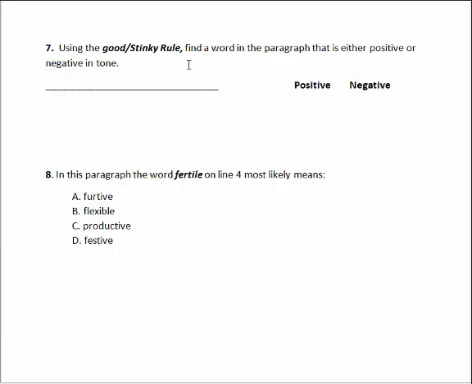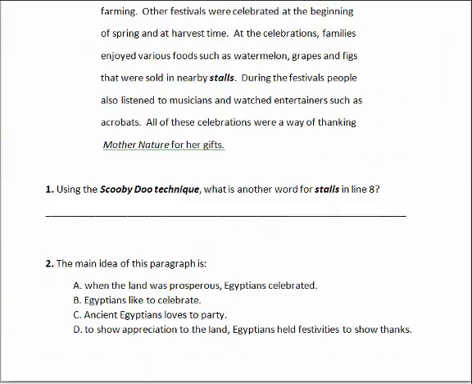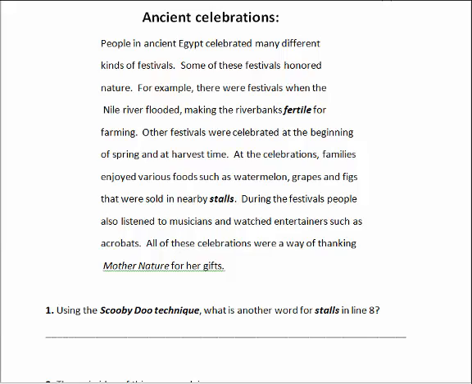Number 7, it says, using the good stinky rule, find words in a paragraph that are either positive or negative. Let's go in here and start searching around. We are going to get the red pen out. Let's go ahead and take a look at words that are positive or negative. Celebrated, that's positive. Festival is positive. Honored is positive.